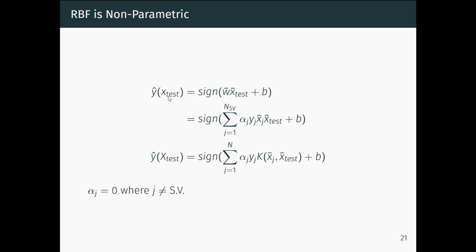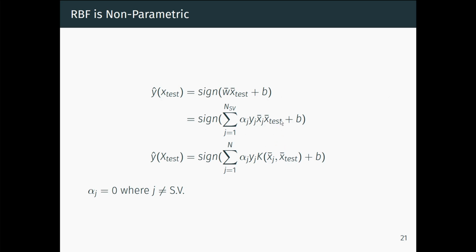So we know that for a test point x test, we can compute the y hat as the sign of w times x test plus b, or we can just expand out w to write it in the form of the sum over j equal to 1 to n of alpha j y j. So previously we had xj dot x test plus b. We can also just replace the dot product with the kernel function if we are projecting this to a high dimensional space. So the alpha j's will all be zeros except for the support vectors, right?